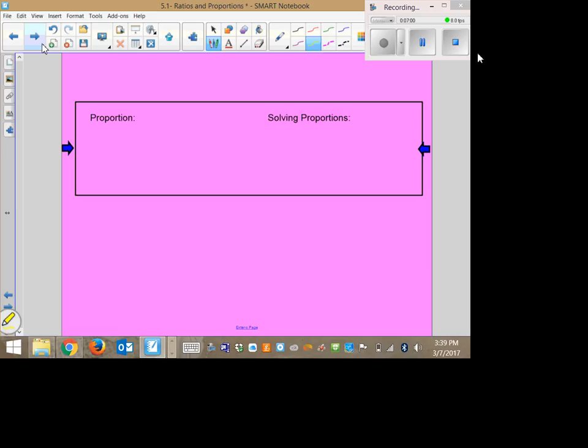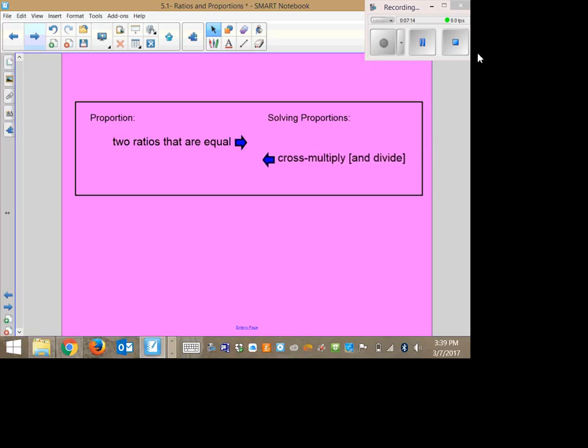Now we're going to be looking at proportion and solving proportions. So proportion is two ratios that are equal. And then solving proportions. Have you guys heard of the term cross multiply and divide? We're going to be looking at how to do some of that.